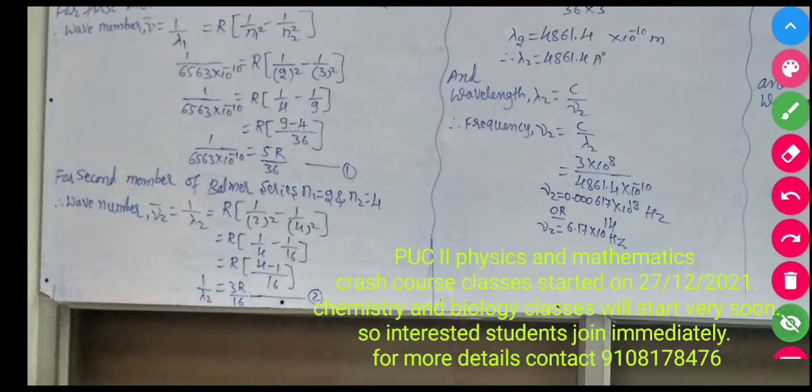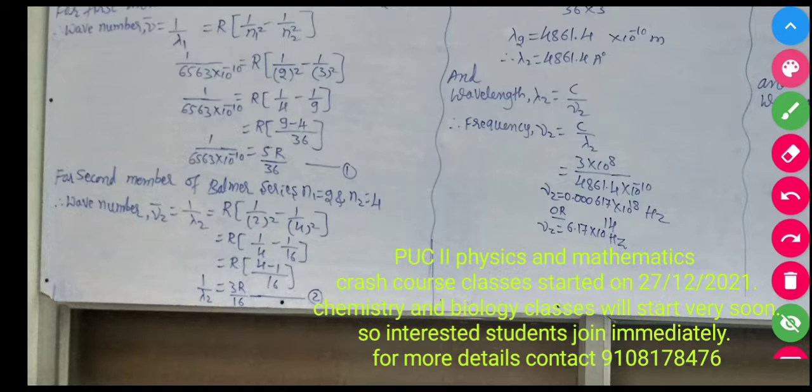Okay, 2 squared is 4. 4 squared is 16. So that is 1 by 4 here, 1 by 16 here. Then if you take the LCM, it will be 16. Then here 4 and here 1, 4 minus 1, that is what is going to come out on this side.